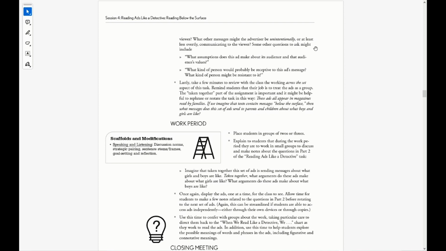What kind of person would probably be receptive to this ad's message? What kind of person might be resistant to it? Those are really, really great questions for students to be wrestling with, and they work really well with this unit in reading like a detective. That's the kind of critical reading we are hoping to see from students.